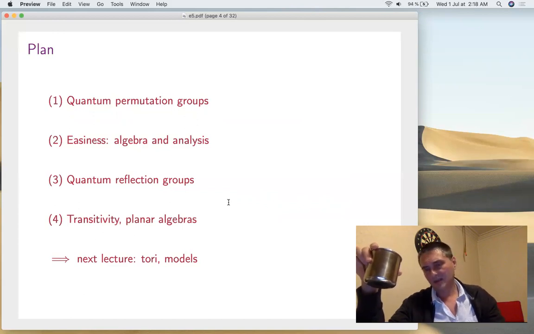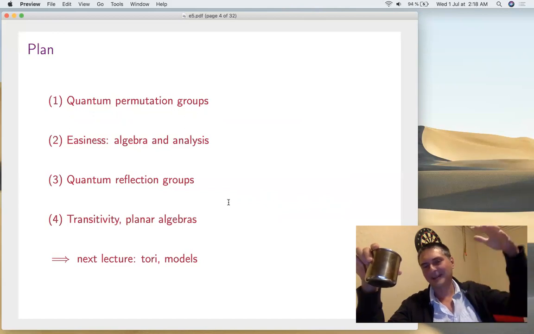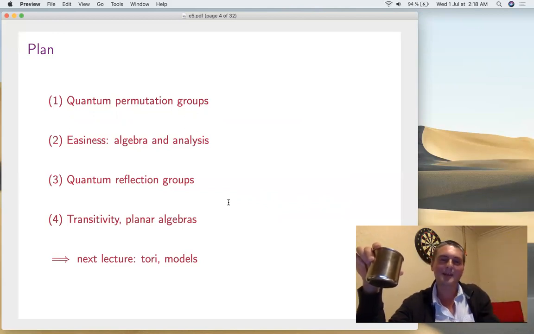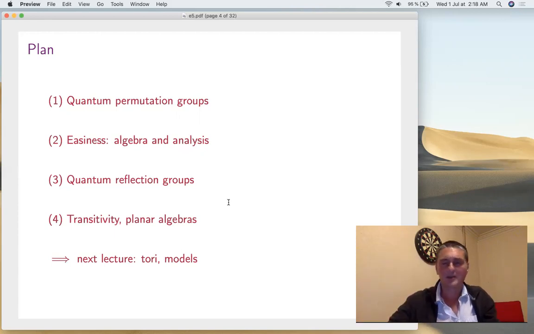Then once you're done with permutations, you want to go one level up to reflections. So we'll do that a bit. Quantum reflections, and finally we'll talk about arbitrary groups of quantum permutations, so subgroups of S_n^+, and a few techniques there. Transitivity, that's something quite recent and interesting. Orbits, orbitals, also some planar algebra work, which is interesting. So this will be many things of all kinds of algebra and analysis, and this is somehow discrete.